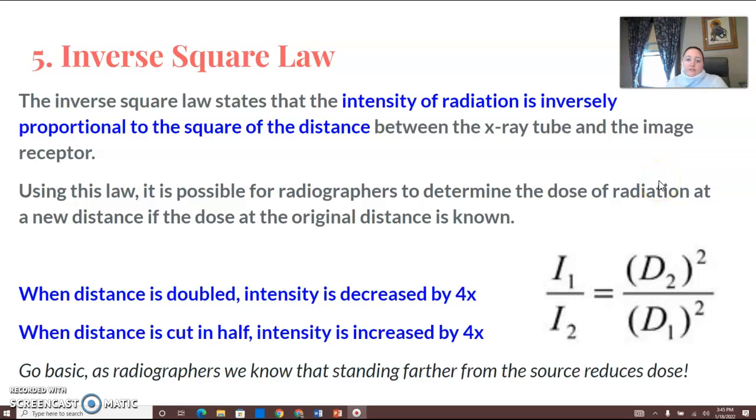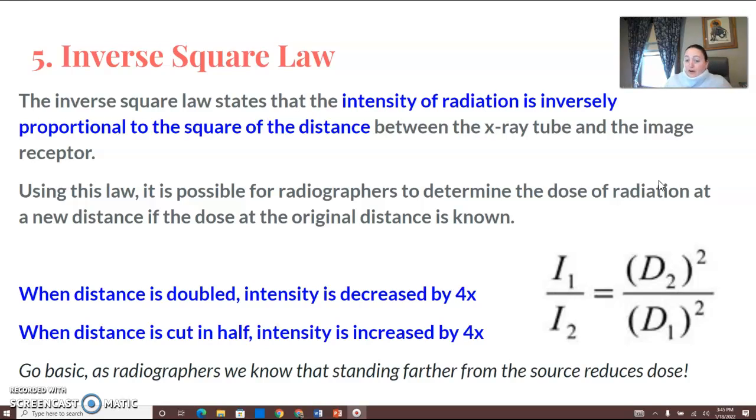Number 5 is inverse square law. You guys know this one. The intensity of radiation is inversely proportional to the square of the distance. It allows radiographers to determine the dose of radiation at a new distance if provided the original distance or vice versa. Go basic, right, on this rule.